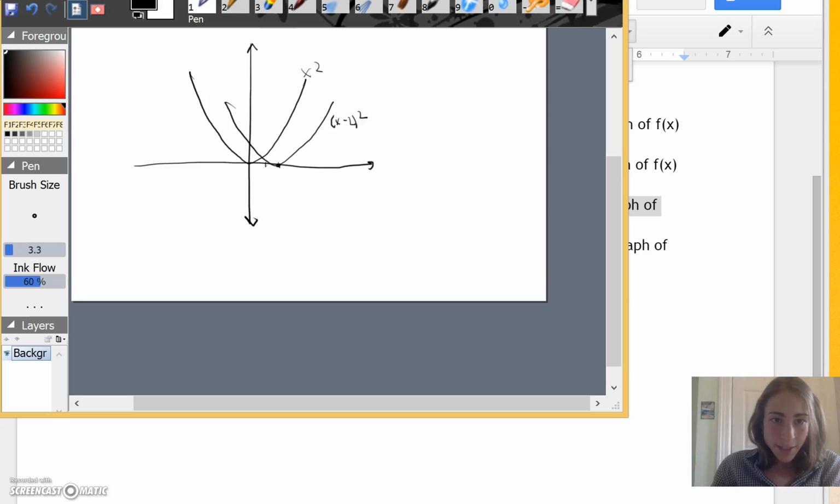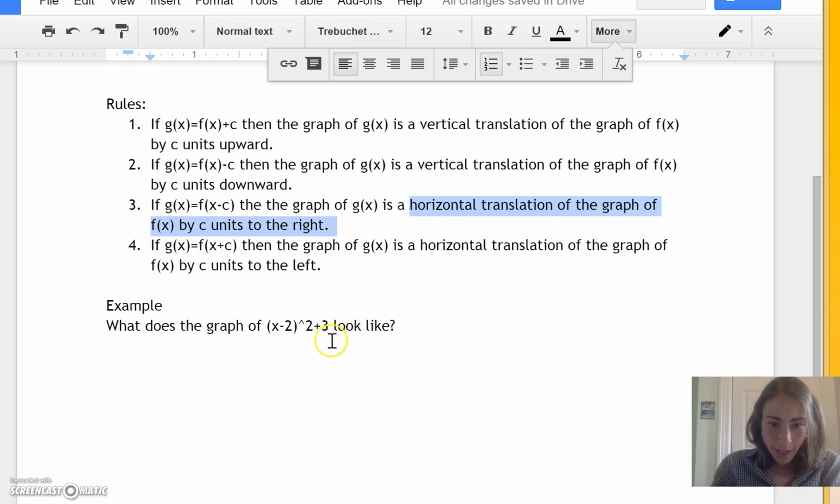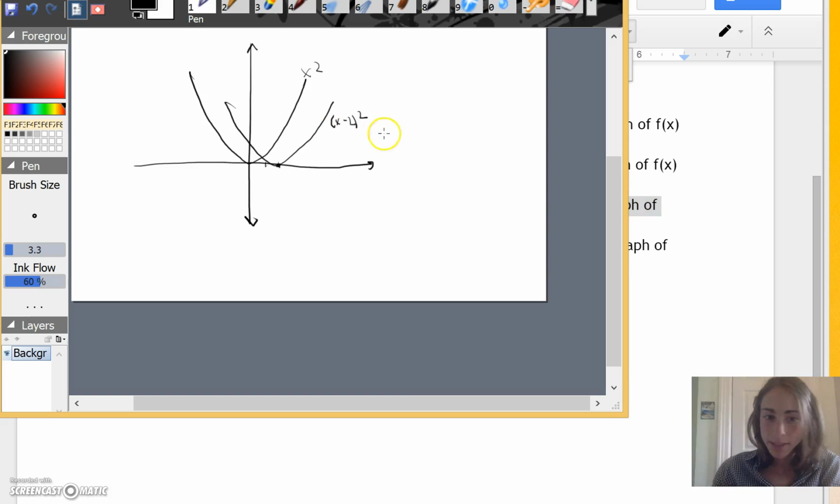But what else did I do? I added 3 onto the whole thing. By adding something onto the whole thing, you go several units upward. Here, in this case, it's 3 units upward. So if I go 1, 2, 3 upward, now I have this new parabola. This one is (x minus 2) squared plus 3.